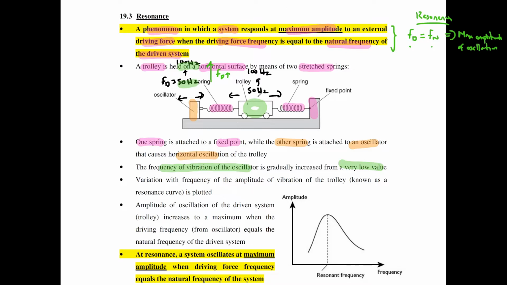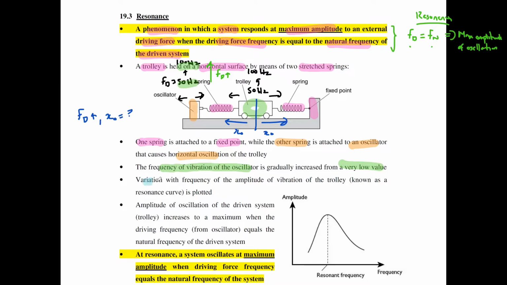Okay, we know that as the trolley moves back and forth, left and right, it should have some amplitude of oscillation, x0 here. So what we're interested to know is what happens to the amplitude when your driving frequency increases. You increase your driving frequency from a very low value to a high value, and you measure the corresponding amplitude.